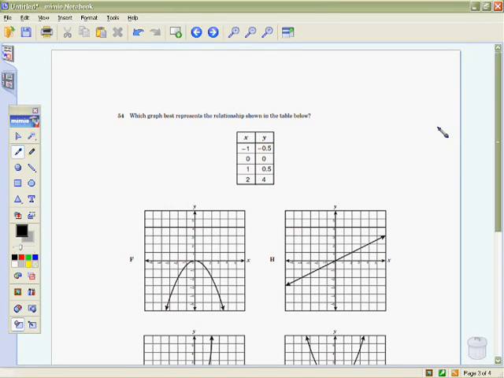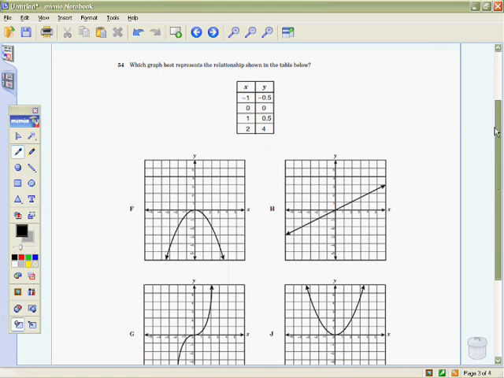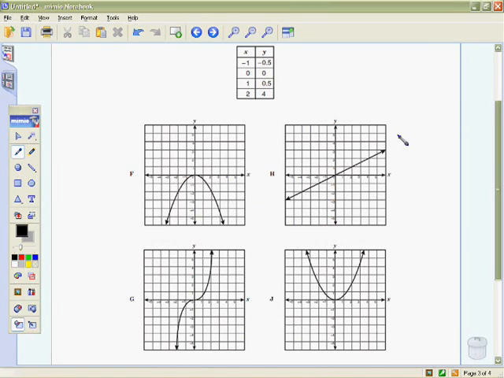Alright, let's look at this one. Which graph best represents the relationship shown in the table below? While there is a way that I can use my calculator and enter in each one of these ordered pairs and have my calculator produce the function and the graph and the equation that is represented by this, I don't think it's going to be the easiest way for you to work this problem. I think the easiest way to work this problem is without a calculator. Let's plot the points on each graph and see if they lie on each one of the functions.